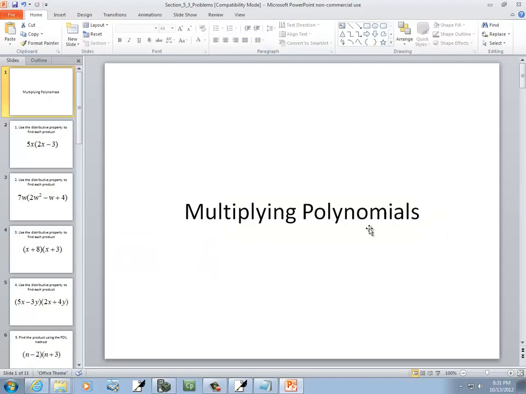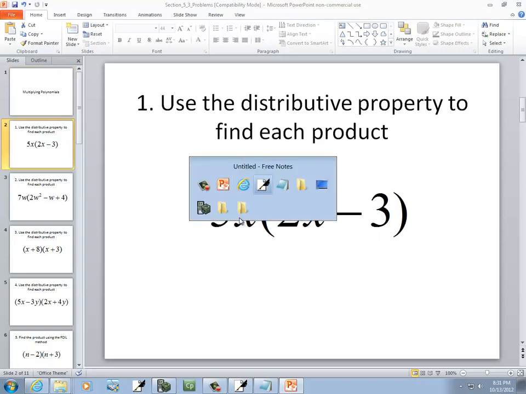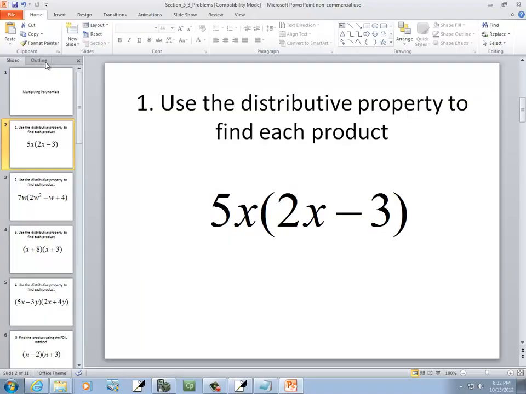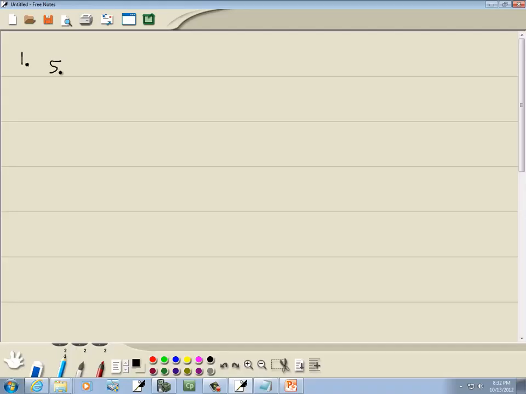Let's take a look at multiplying polynomials. And take a look at our first problem. There's really nothing new in this section that we haven't already discussed. We've got 5x times 2x minus 3. Now we got one term out in front, and we got two terms inside. Remember, terms are separated by pluses and minuses. So we're going to take this term that's out in front, we'll multiply it times the first term and times the second term.